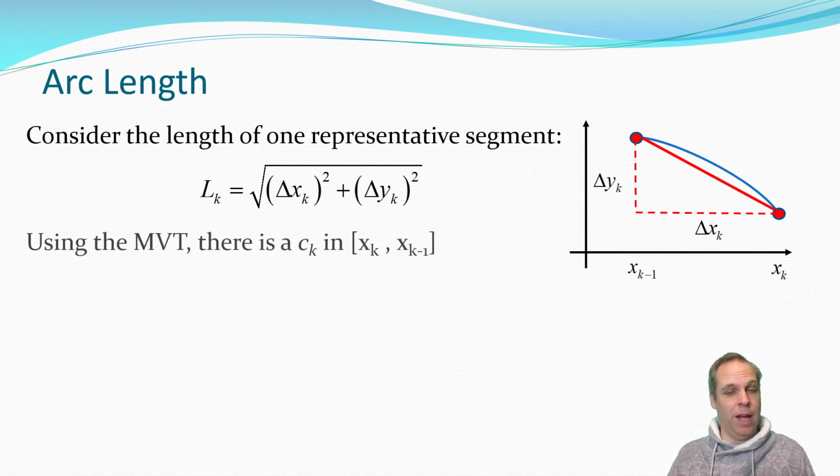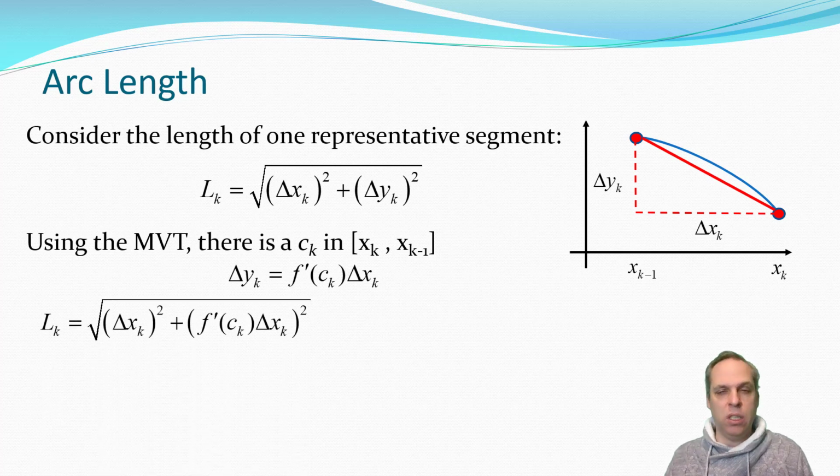Now, I will use that the function is differentiable, because I can use the mean value theorem to say that for some x value in the kth subinterval, which I'll call c sub k, there has to be a value so that the change of y is equal to the derivative at that x value times the change of x. This is just a way to rewrite the mean value theorem. Just plug that into the length formula for that segment, replacing the change of y with that expression.